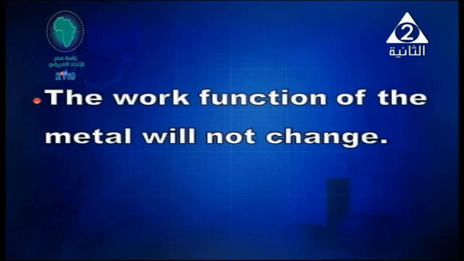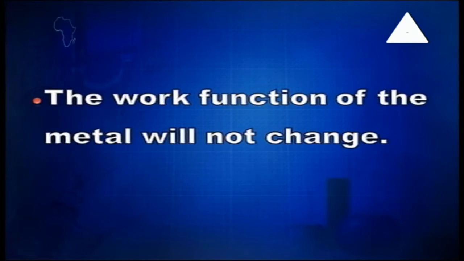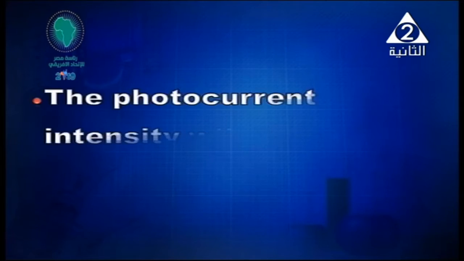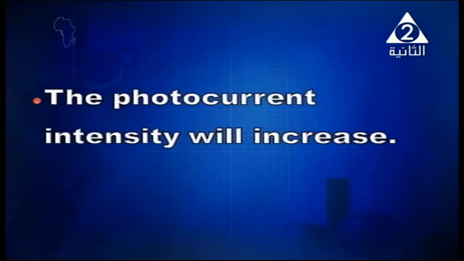And what about the work function? The work function changes when we change the photosensitive surface, the metal itself. We still work on the same metal, so it also didn't change. And finally, what about the intensity of the photoelectric current? It will be increased, because when we increase the intensity of the incident radiation, we are increasing the number of incident photons. And since each photon is capable of ejecting an electron, the number of electrons ejected will be increased.